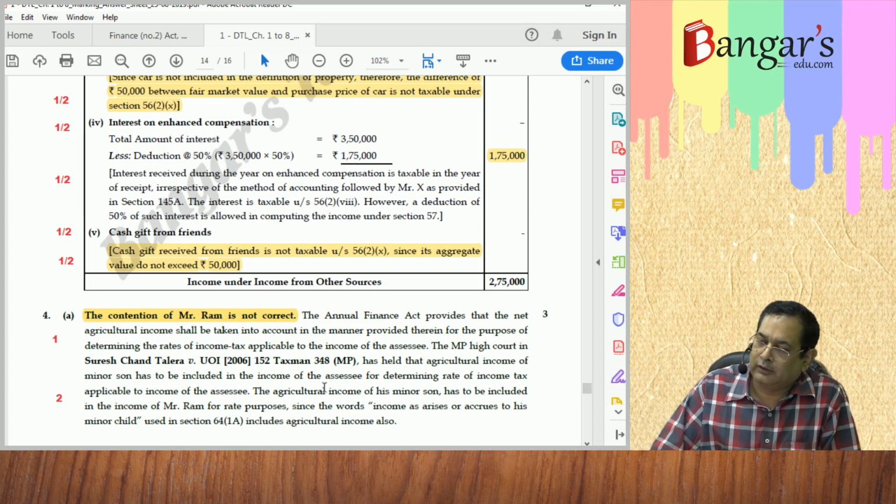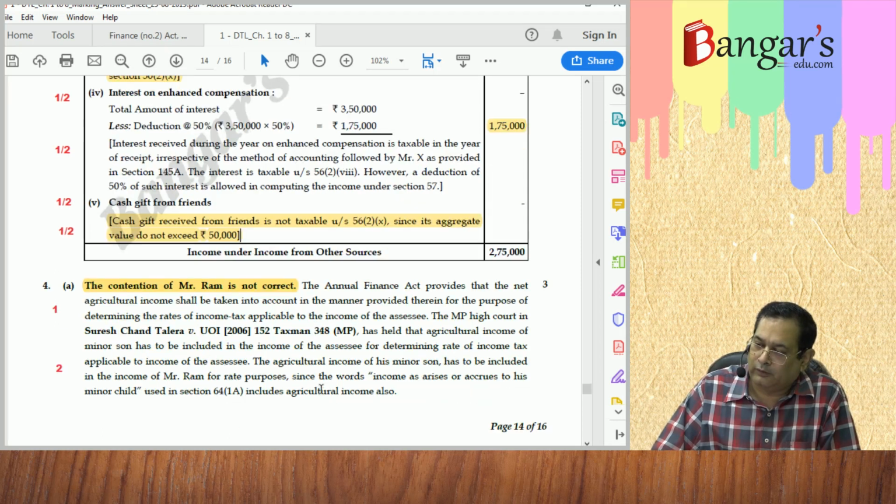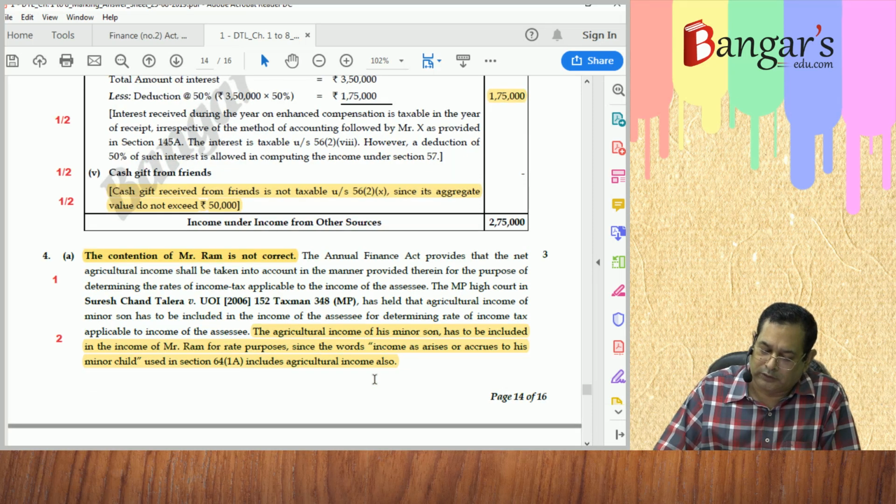Ram's contention is that agricultural income is exempt. Though the agricultural income is exempt, whatever income is earned by a minor child as agricultural income will be clubbed for determining the tax liability of Mr. Ram for the purpose of rate. Tax on agricultural income plus other income, then tax on agricultural income plus basic exemption limit. On that differential, tax will have to be paid.